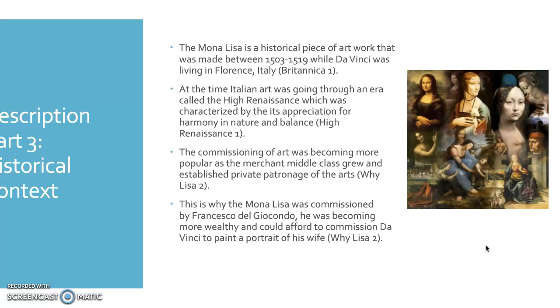The commissioning of art was becoming more popular as the merchant middle class grew and established private patronage of the arts instead of it being from a church-related aspect. This is why the Mona Lisa was commissioned by Francesco del Giocondo. He was becoming more wealthy and could afford to commission Da Vinci to paint a portrait of his wife.